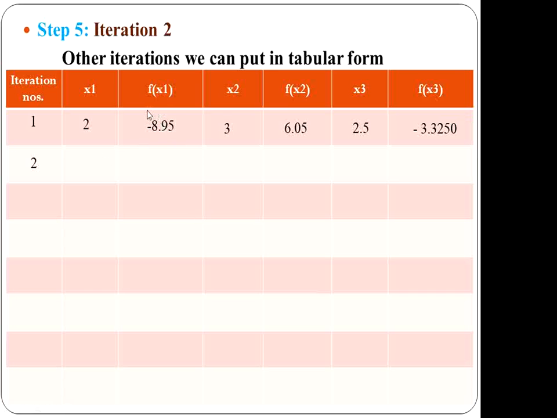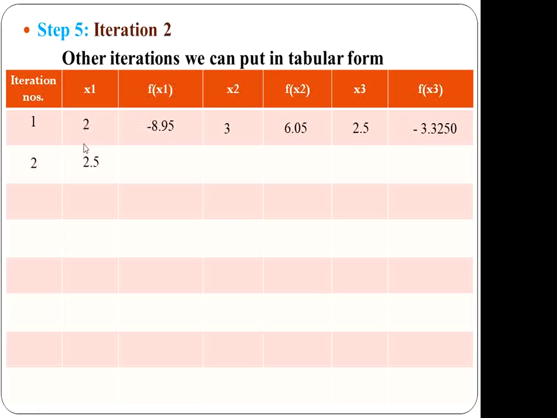Now here check it, the function of x1 is negative. Now you have to check which function is negative. So the function of x2 is positive, the function of x3 is negative. Okay, suppose the function of x3 is negative, then the x1 value will be replaced by x3. That's why here you can write 2.5, because the function of x1 and the function of x3 both are negative.